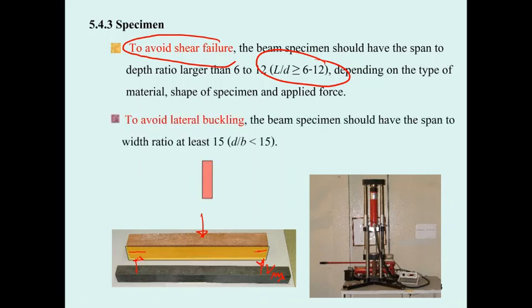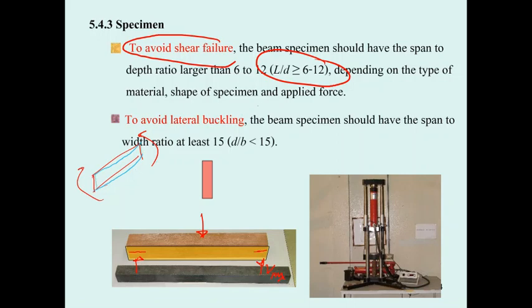And to avoid buckling: if you bend a plastic ruler, you can see the lateral buckling in the shape of this. If you have a very thin beam and you bend it, you are going to get the beam with what is called lateral buckling, in a form like this.